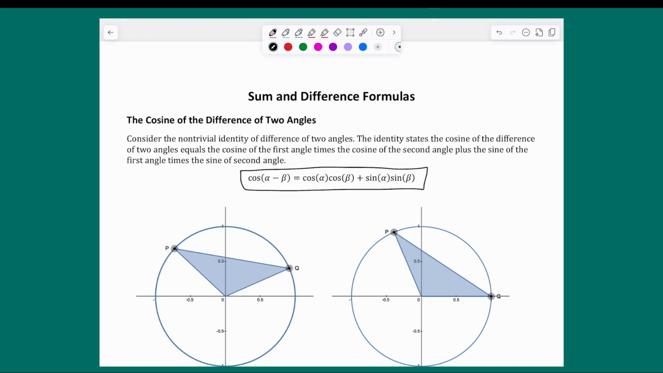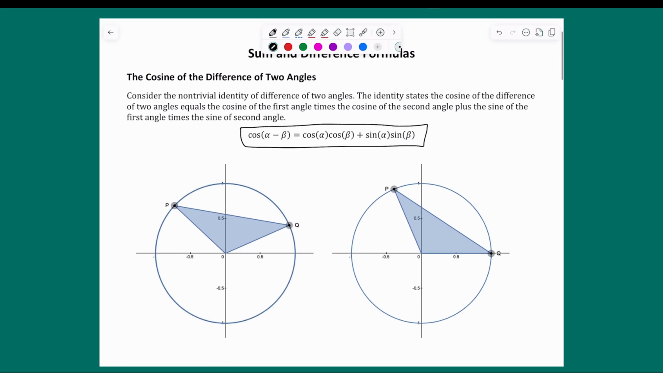Okay, so here in this video, we're going to talk about the sum and difference formulas. First we'll discuss the cosine of the difference of two angles, which is the identity that you see here that's boxed. It's a non-trivial identity because it cannot be derived from the basic fundamental identities. And so here I'll try to give a quick proof of this using the unit circle.